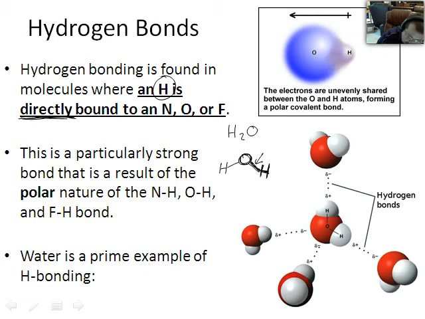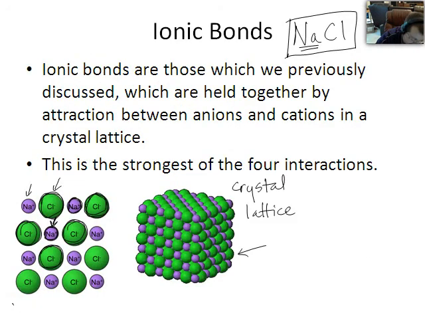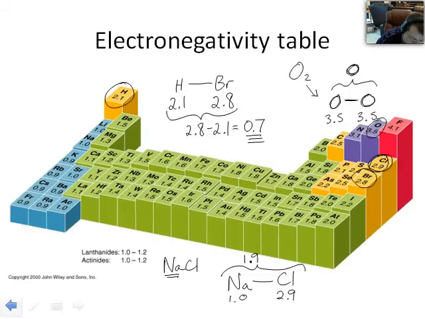Now, if we looked at the electronegativity values for oxygen and for hydrogen, let's do that. Let's flip back to our electronegativity table. Oxygen is 3.5 and hydrogen is 2.1.